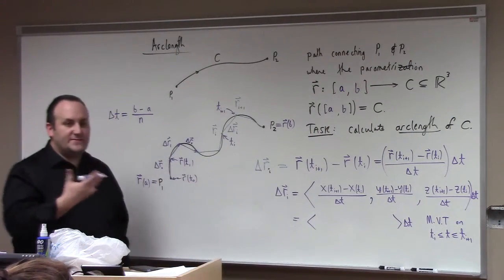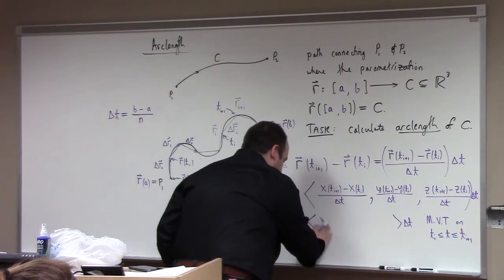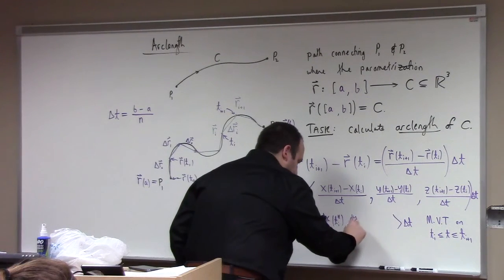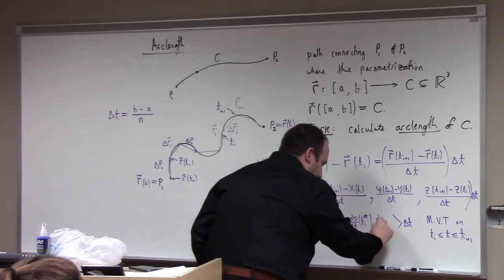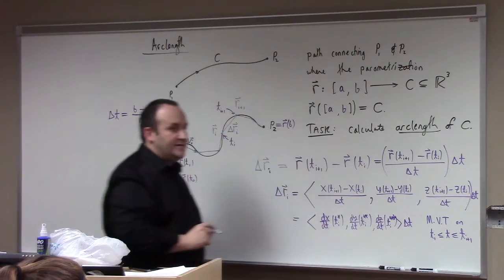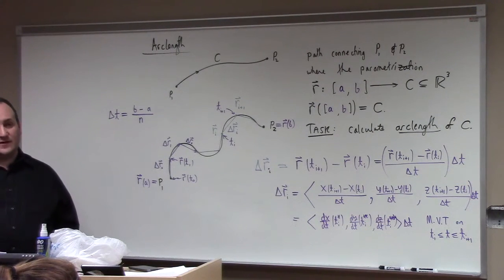I can pick a t_i star. I can say that's really dx/dt of t_i star, dy/dt of t_i star star, and dz/dt of t_i star star star. The reason for the star star and star star star is that I'm separately applying the mean value theorem to each component function one at a time. There's no reason that the time at which the instantaneous rate of change matches the average rate of change has to be the same for all three component functions. In principle, it could be different.